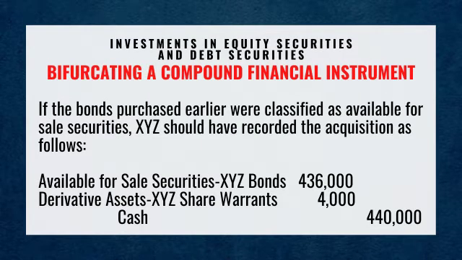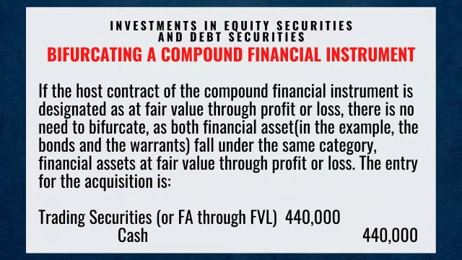If the bonds purchased earlier were classified as available for sale securities, XYZ should have recorded the acquisition as follows. Debit available for sale securities, XYZ bonds, 436,000 pesos. Debit derivative assets, XYZ share warrants, 4,000 pesos. Credit cash, 440,000 pesos.